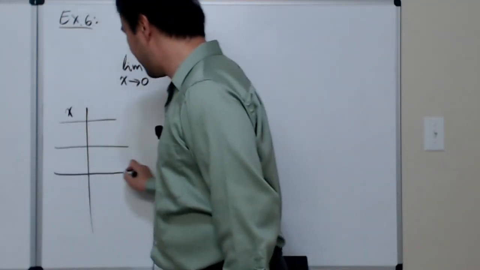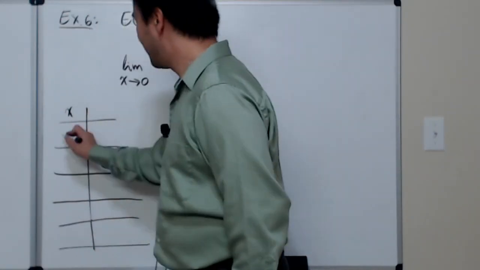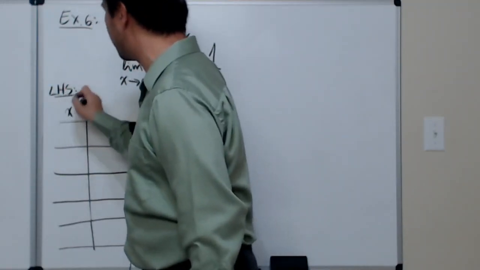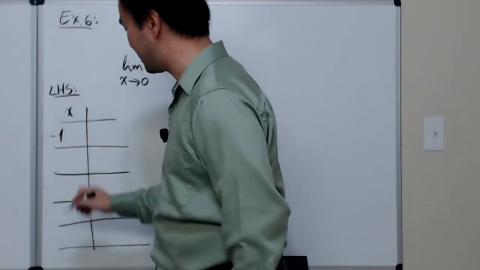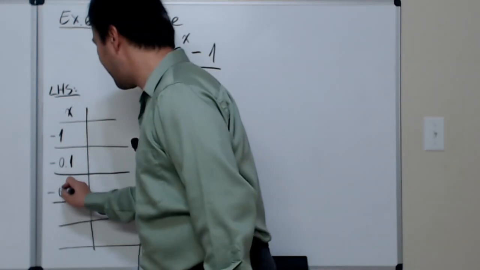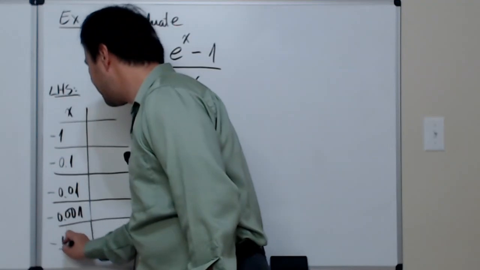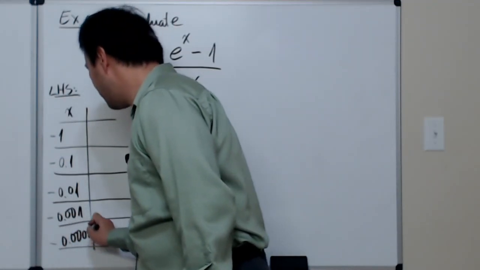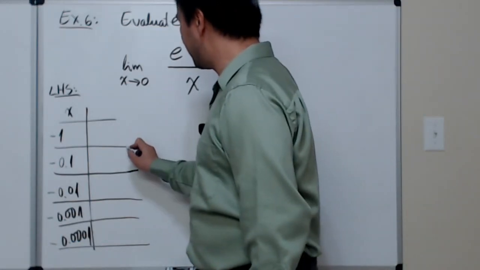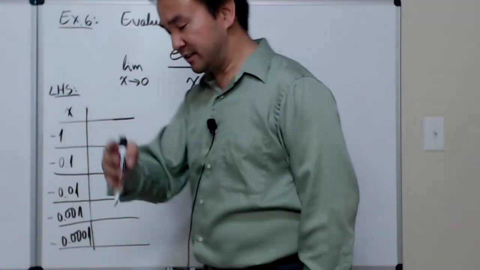And so here again, we are getting close to 0 from the left-hand side. So here's my LHS table, the left-hand side table. I can start out with -1, then -0.1, then -0.01, then -0.001, then -0.0001. And then, similar to the earlier examples, I am going to leave the output values here for viewers to complete on your own.